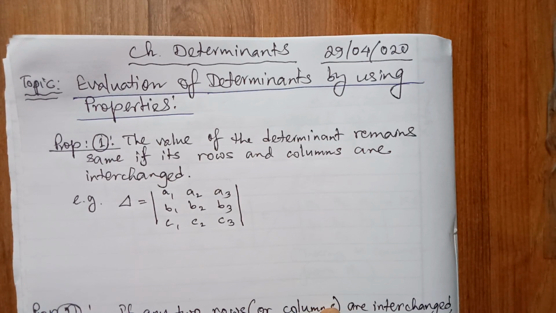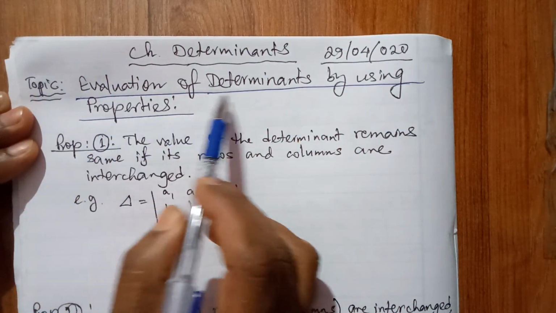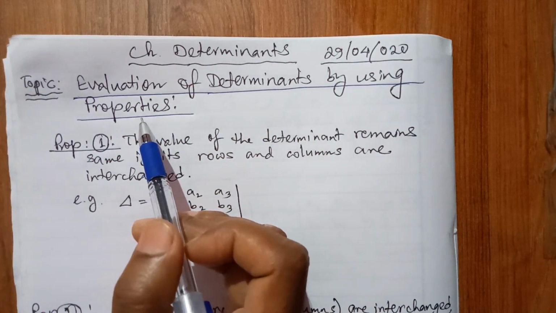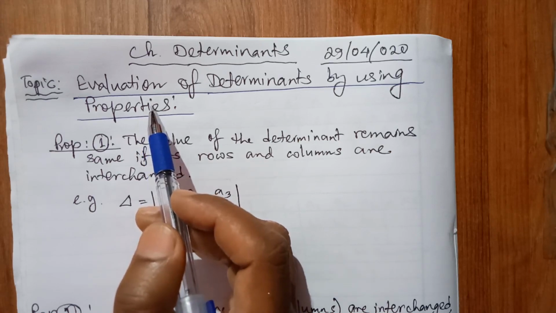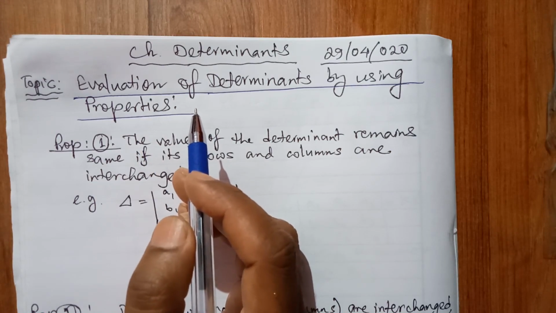Last class we studied determinants and how to find their values. Today also you will evaluate determinants by using properties. Today's topic is evaluation of determinants by using properties. Today you are going to study some properties by which you can evaluate determinants in an easier way. That is the use of properties.